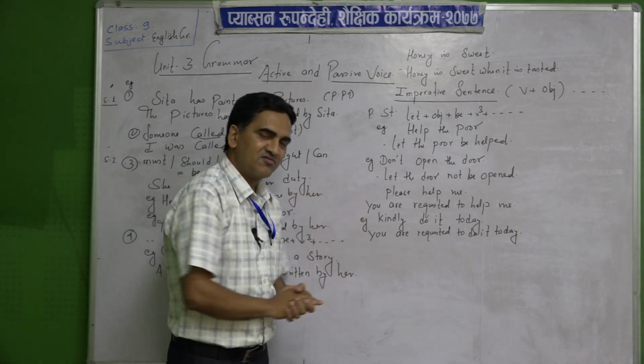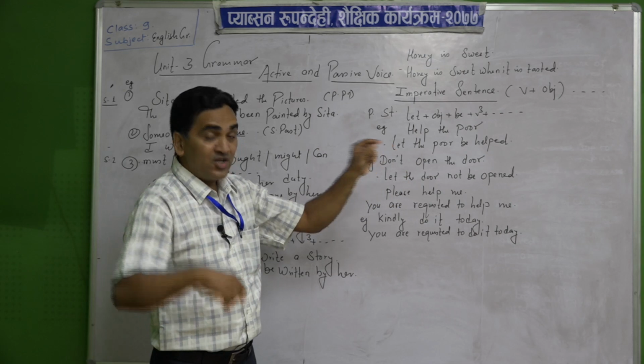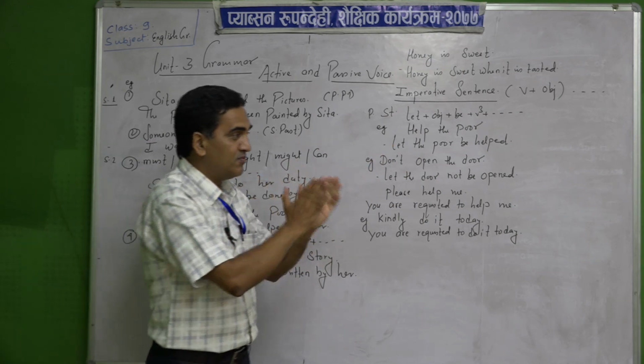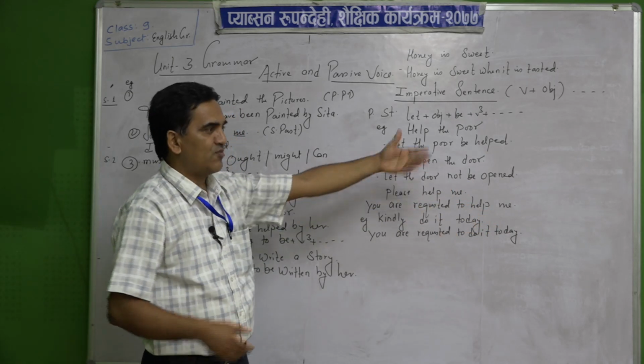Let him write a letter. Let him write a letter. The sentence starts from let. So you have to start from let plus object plus be plus V3 by agent. Okay. So this is also something we sometimes have to see.